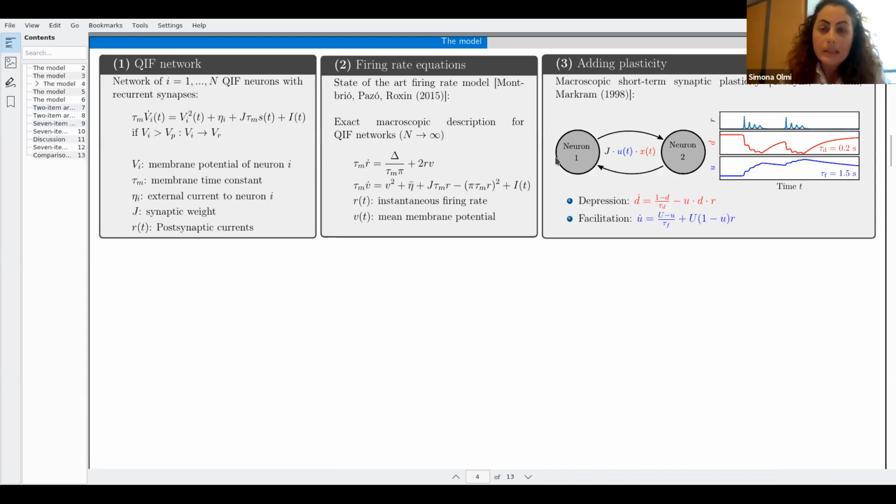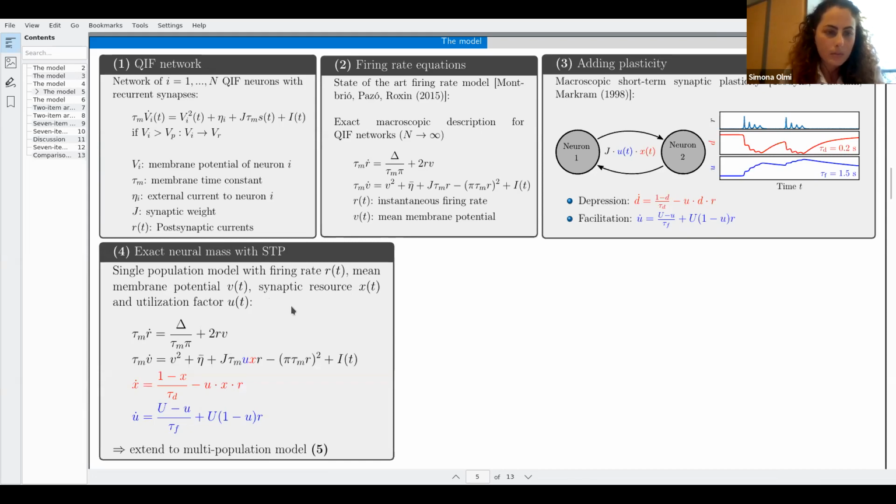In this figure, I've shown the interaction and the role of depression and facilitation between two neurons, but this can be easily extended to the interaction between two populations. So we come to an exact neural mass model with short-term plasticity for a single population that takes into account the evolution of the instantaneous firing rate and the membrane potential, and the evolution of the synaptic resource X and the utilization factor U, which are coupled back, so the short-term plasticity is coupled to the dynamics of the network here in the equation for the membrane potential.